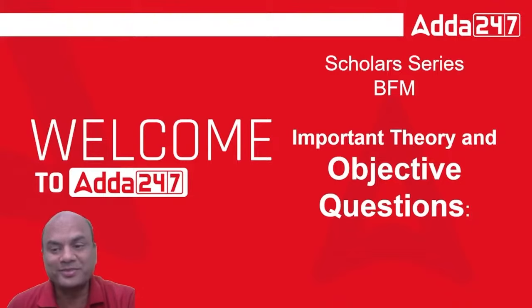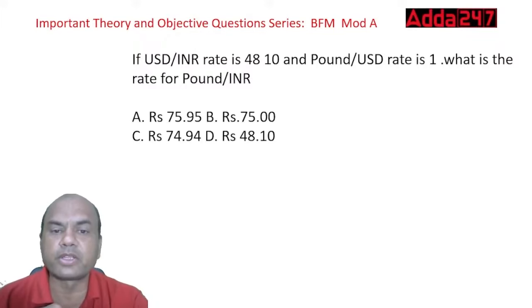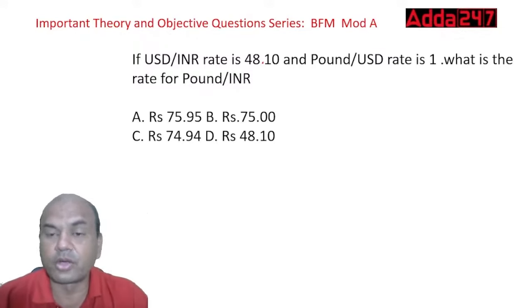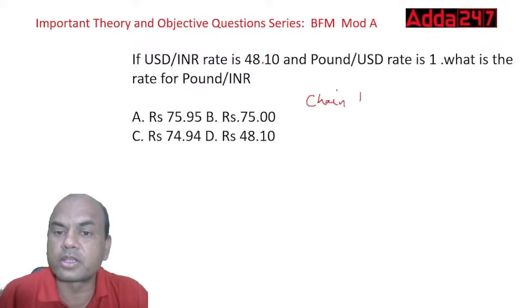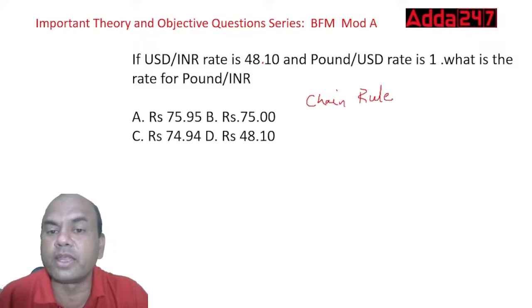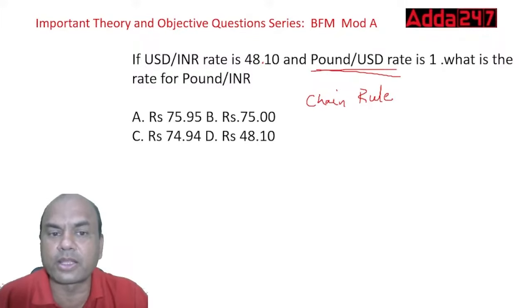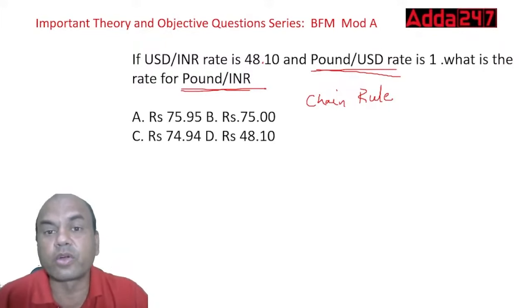Okay, let's start. If USD to INR rate is given as 48.10 and pound to USD rate is given as 1, what is the rate of pound to INR? Here we'll be using the chain rule. What is the chain rule? When you don't know the rate of a currency vis-a-vis your local currency, here pound to INR, but you have other rates, some base currency rates, we use the chain rule.